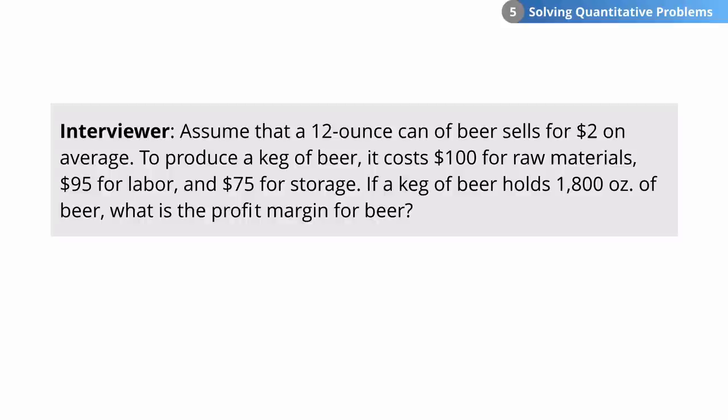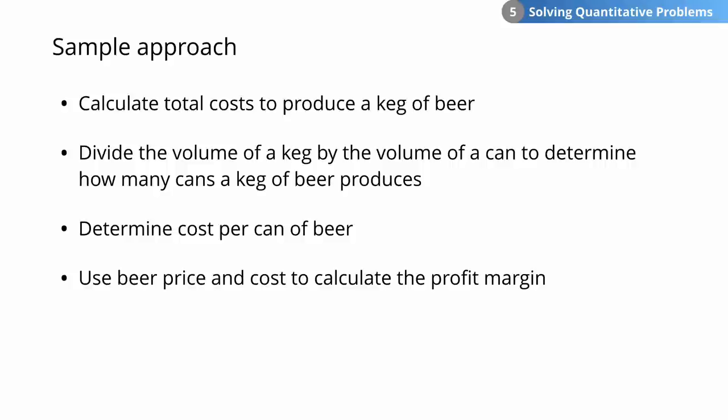To calculate the average margin for beer, I will first calculate the total costs to produce a keg of beer. Next, I will divide the total volume of a keg by the total volume of a can to determine how many cans a keg of beer produces. Afterwards, I will divide the total cost of producing a keg of beer by the number of cans to determine cost per can. Finally, I can use the price and cost per can of beer to calculate the average margin of beer.